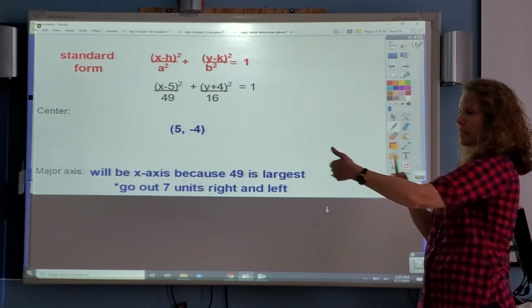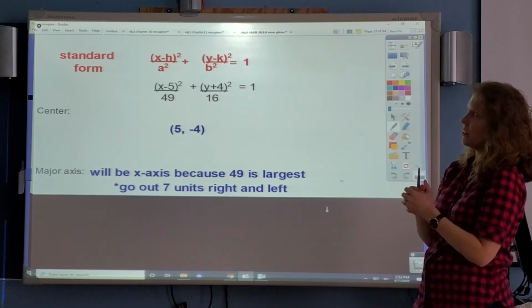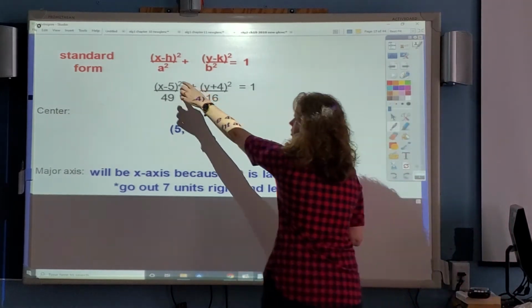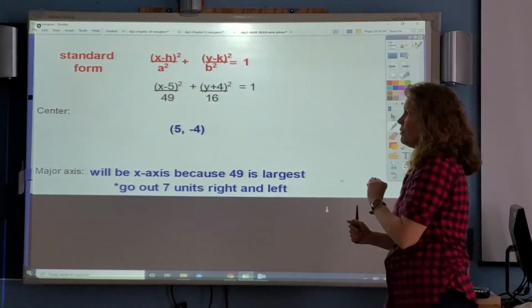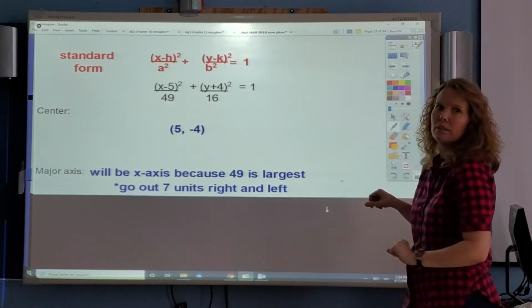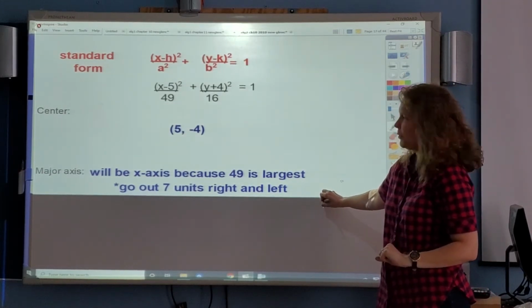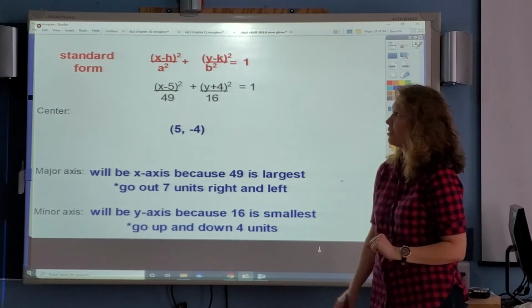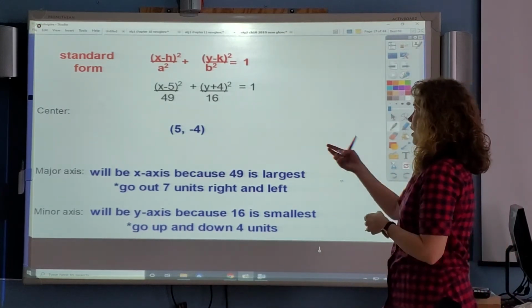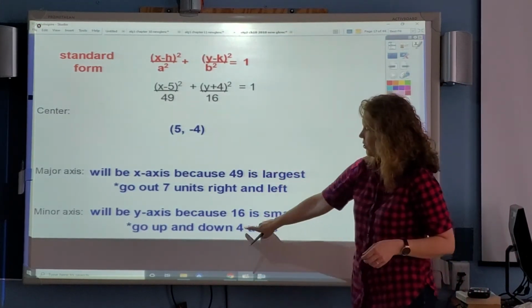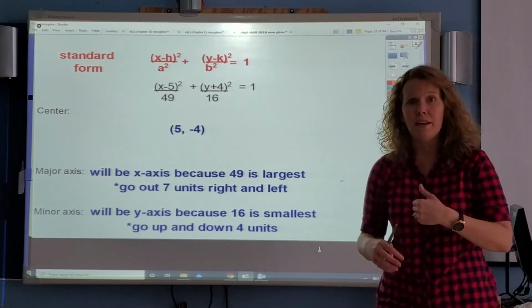When it comes to graphing, that number also tells us how to graph it. It means on the x-axis, since it goes right and left, you're going to go out 7 units. So your a is what you're doing there. You do the square root of 49, so you go out 7, out 7. And I bet you can guess what we do for the minor axis. It's going to be the shorter one, so it would be the y in this case because that number is smaller. So you would go up and down 4.